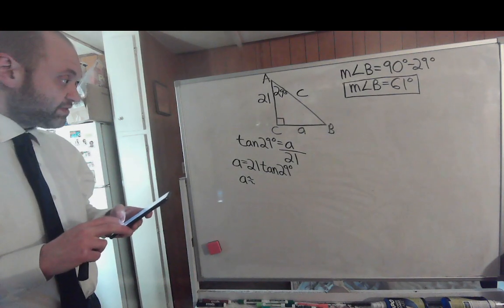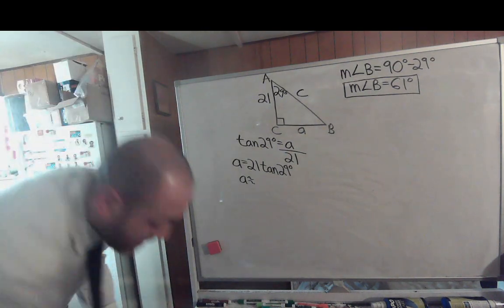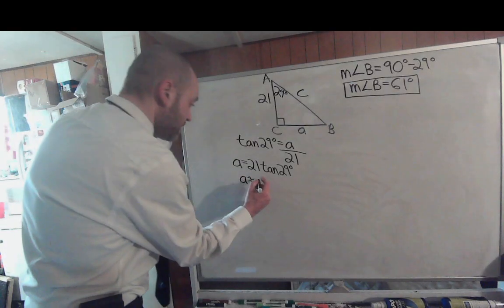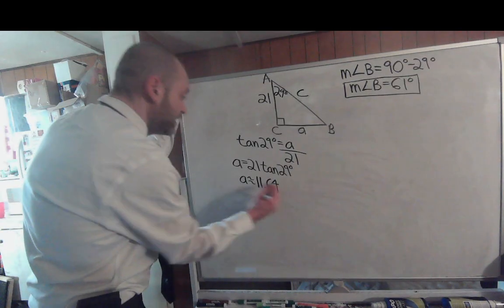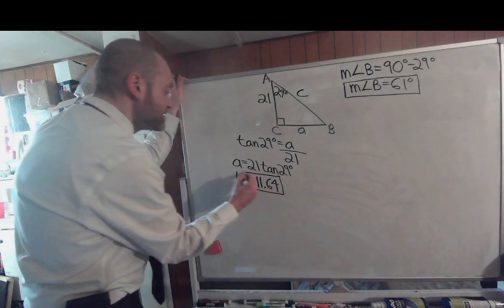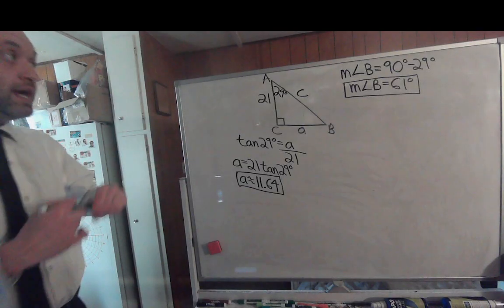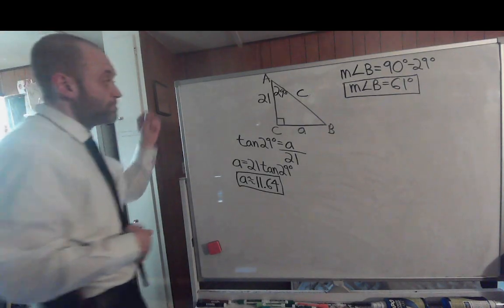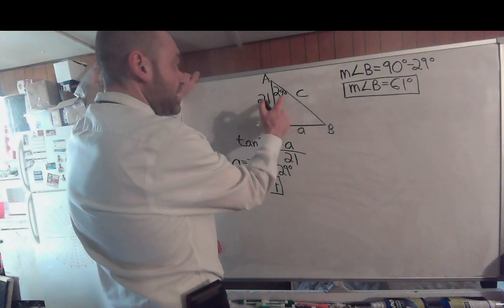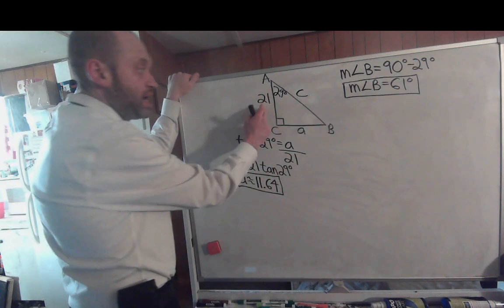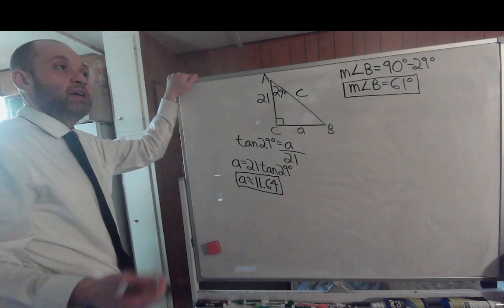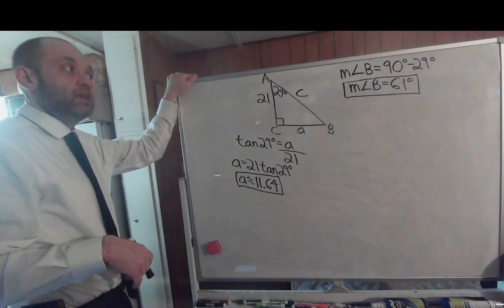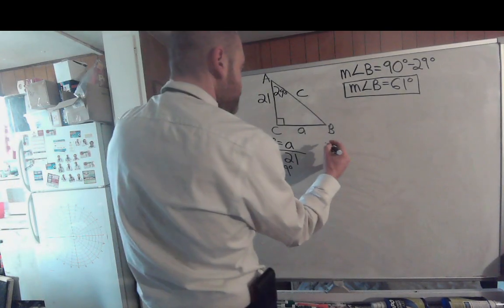All right, take that value times 21, you get about 11.64. So A is approximately equal to 11.64. Now we can find C. So is there a relationship between the hypotenuse and the adjacent side? More so the hypotenuse over the adjacent side. Once again, that's your secant function.